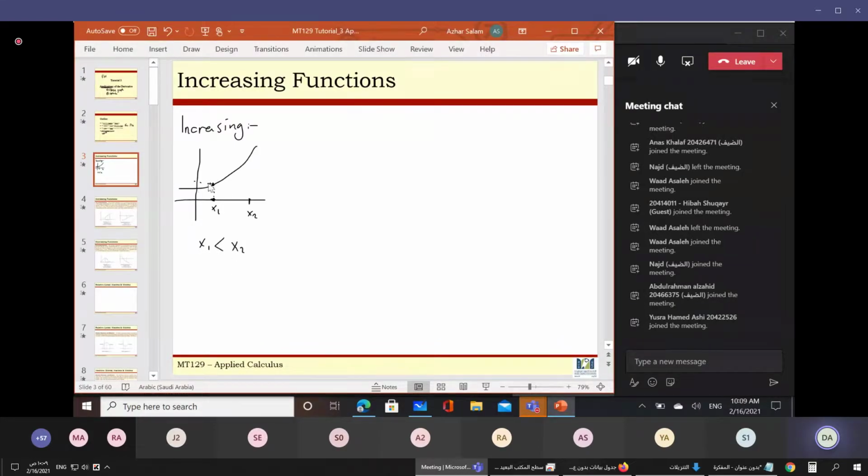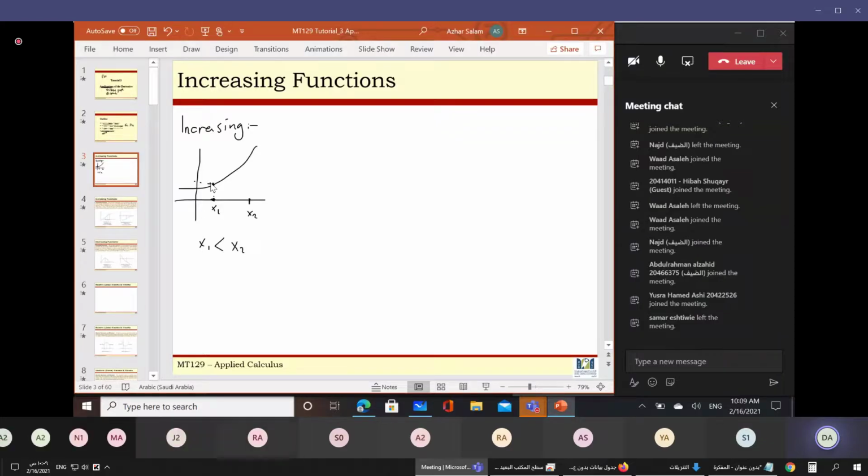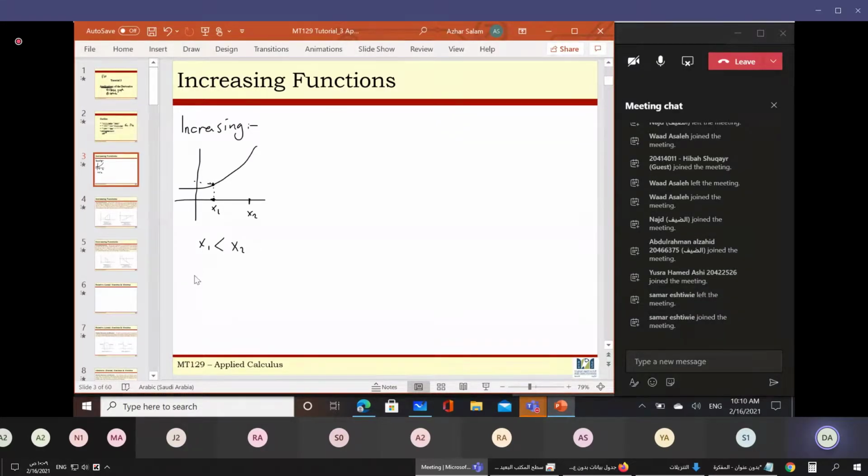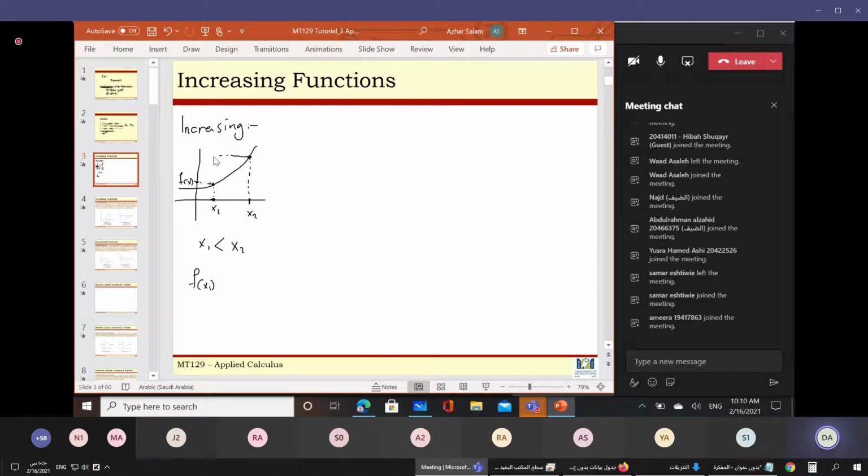For the y component, or the function value f of x, I have here f of x1, which is exactly here. This is f of x1. And this is the value of the function for x2. It's exactly the y component here, f of x2. This is f of x2. Which one is greater, f of x1 or f of x2? Which one here is greater?